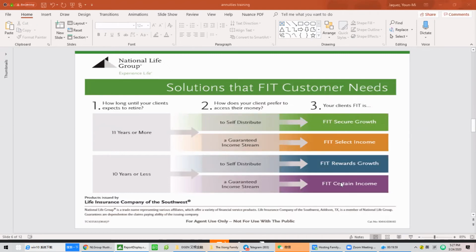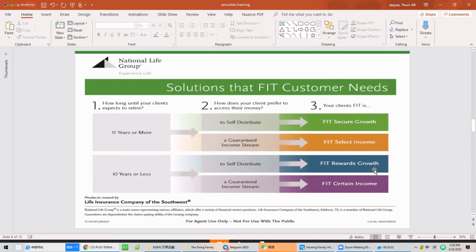If the client is focusing not on income, but just on growth, it will be between these two products, FIT Secure Growth and FIT Rewards Growth. But then the next question you want to ask your client is, how long do you want to let it grow for? And also, what is your main priority? Because the difference between these two products is FIT Rewards Growth. All of these products, by the way, have a 9-year surrender charge. So after 9 years, no more surrender charge.